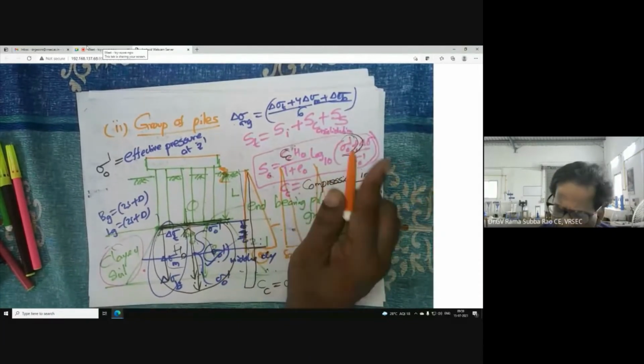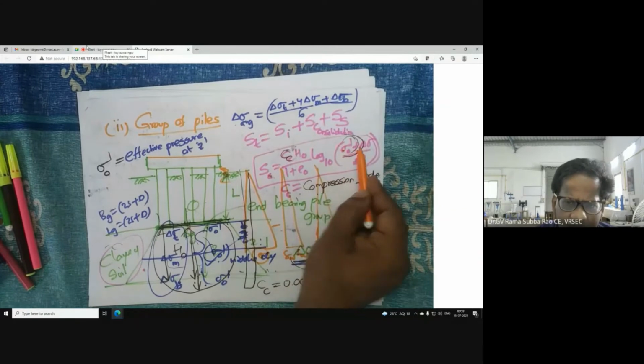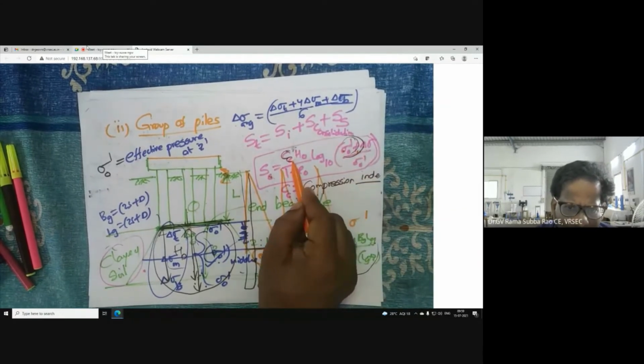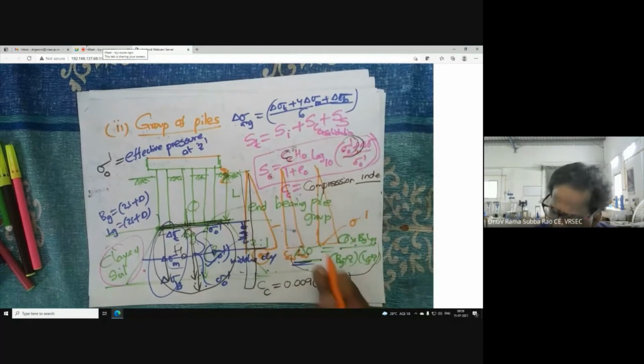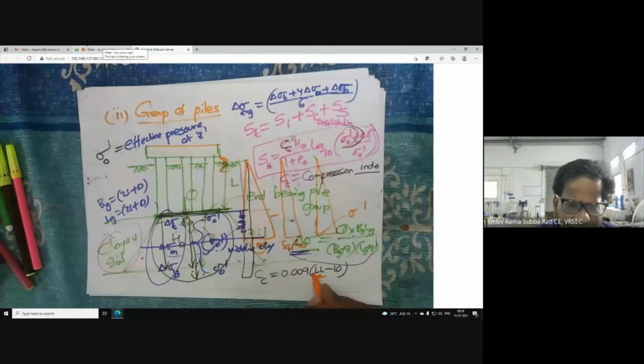ఫస్ట్ యూ షుడ్ నో స్ట్రెస్ డ్యూ టు సెల్ఫ్ వెయిట్, దట్ ఈస్ వాట్ వీ కాల్ జియోస్టాటిక్ స్ట్రెస్, అండ్ స్ట్రెస్ డ్యూ టు అప్లైడ్ లోడ్. ఆల్ టుగెదర్ యూ సీ సిసి. సో వితౌట్ లిక్విడ్ లిమిట్ స్టిల్ ఐ కెనాట్ డూ ఎనీథింగ్. Liquid limit, I cannot do anything. That is the practical importance of the liquid limit. Liquid limit greater than 50, highly compressible.